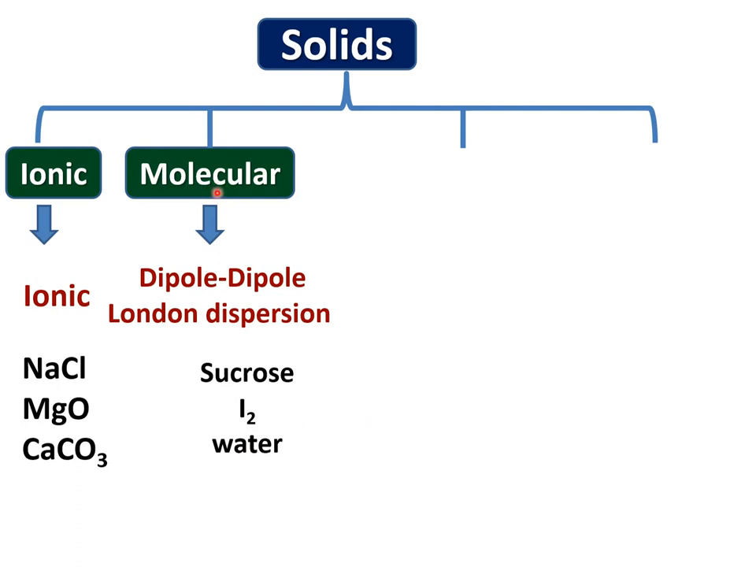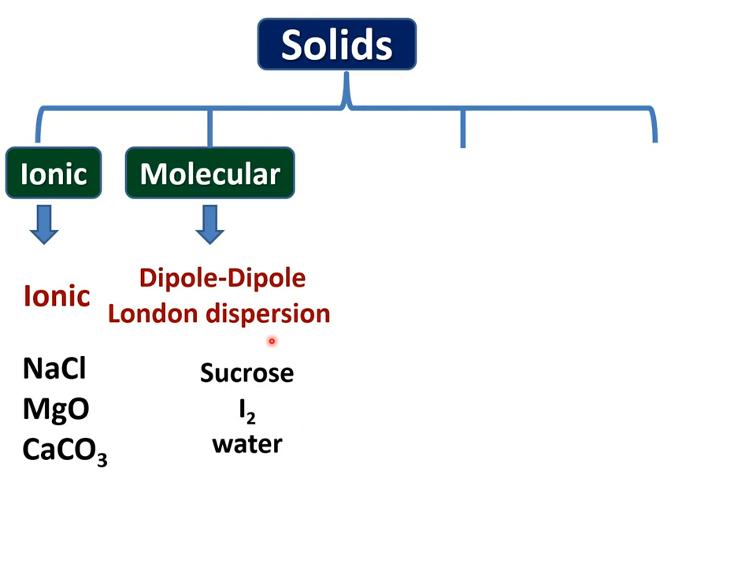If I ask you in the exam, is this an ionic solid, you should say no. Okay, so what type of bonding is in water? It is dipole-dipole attraction or hydrogen bonding. How about iodine? Is it dipole-dipole in iodine? No, because iodine is non-polar. So the nature of bonding is London dispersion.